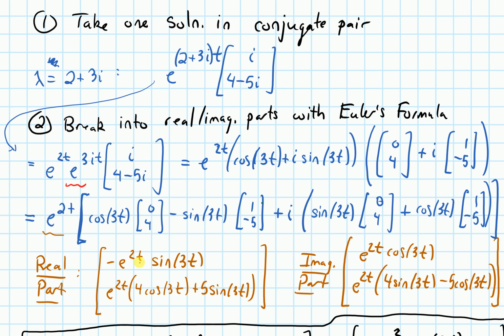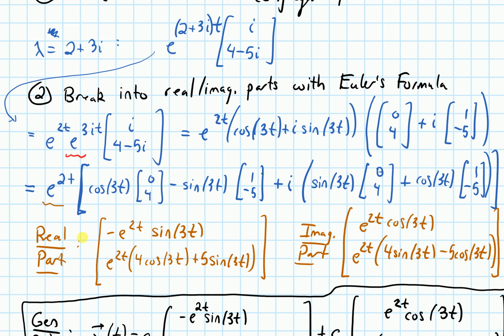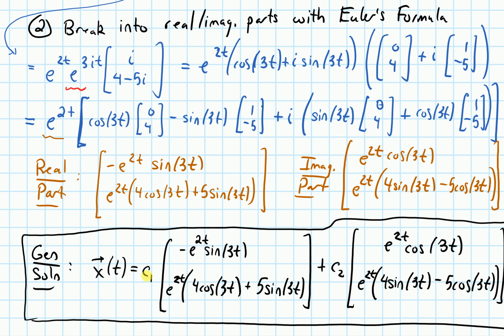Okay, so we have the real part and we have the imaginary part. Finally, we are ready to write down the general solution. We now have two linearly independent real solutions. Our general solution will look like C1 times this first solution, plus C2 times this second solution. That is our general real solution.